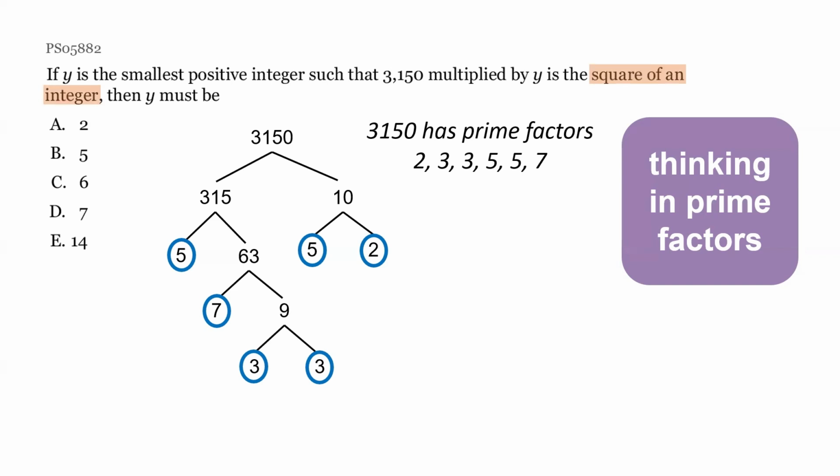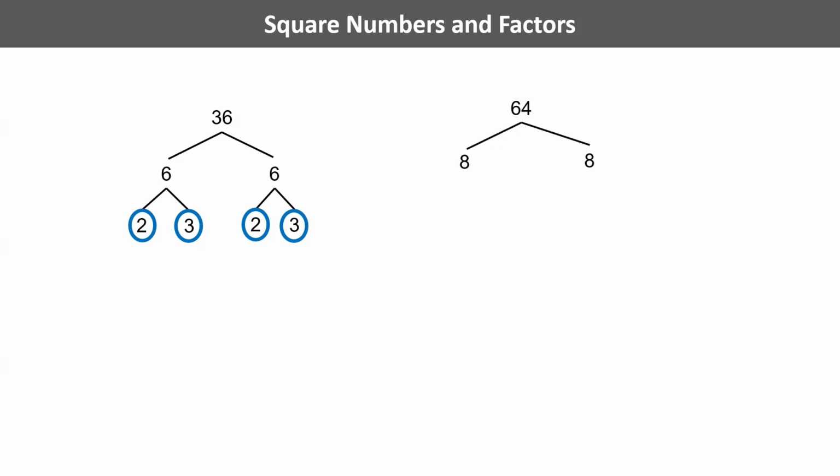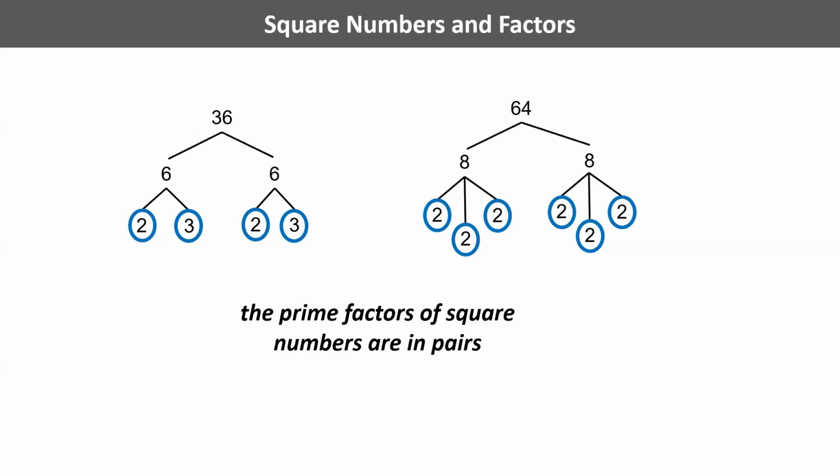Let's think for a moment about the prime factors of perfect squares. As always, taking some examples will help us. 36 is equal to 6 times 6 and has the prime factors 2, 3, 2, 3. 64 is 8 times 8, so it has 6 2's in its prime factors. Notice the symmetry of these prime factor trees. Here's a rule about perfect squares. They have prime factors that can be split into 2 equal groups. That makes sense because a perfect square is 2 equal numbers multiplied together. In other words, the prime factors of square numbers are in pairs.